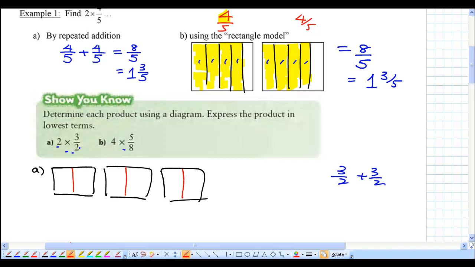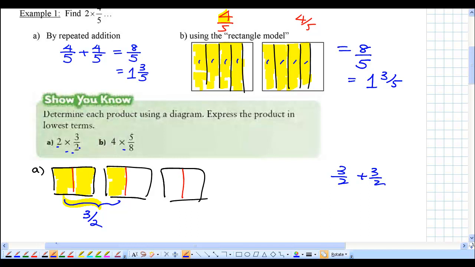How do I show 3/2 then? How many of these halves should I shade in if I want to show 3/2? I heard it. How many? 3. 1, 2, 3. Here's my first 3/2. Okay? This represents 3/2. Good.